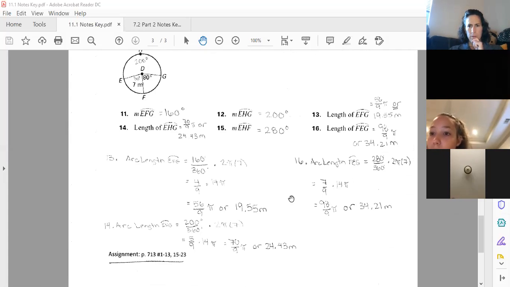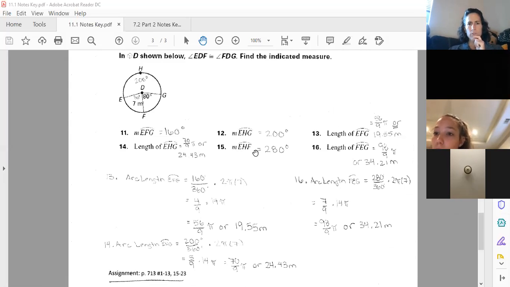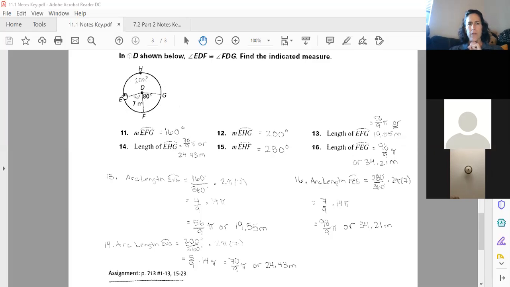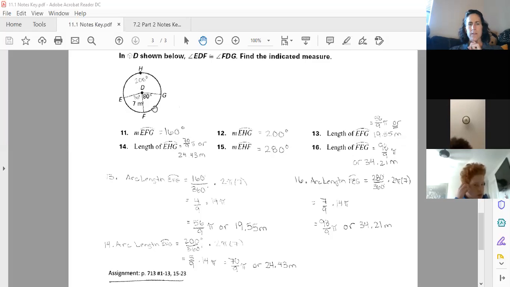15 and 16. Okay, so if you look here, 15 was asking you to find the measure of arc EHF. Before I got really started, I went ahead and figured out the measure of each one of these arcs, hence the central angle. So 80, 80, and then 200. So arc EHF would be 200 plus the additional 80. Does that make sense? So that gives me 280 degrees for arc EHF.